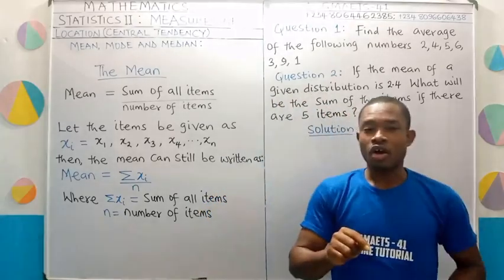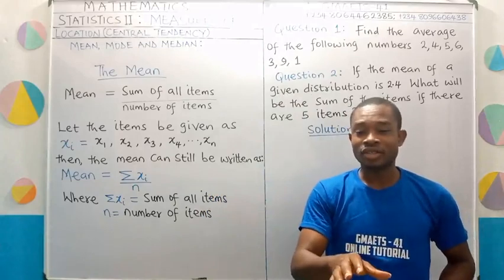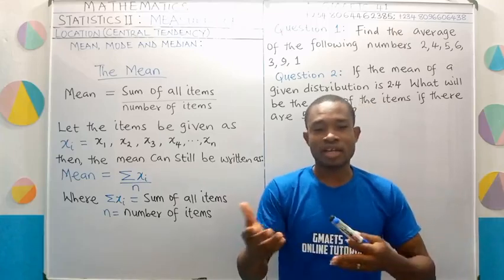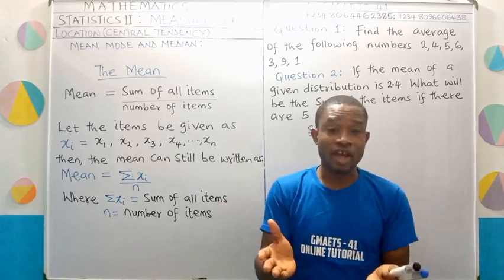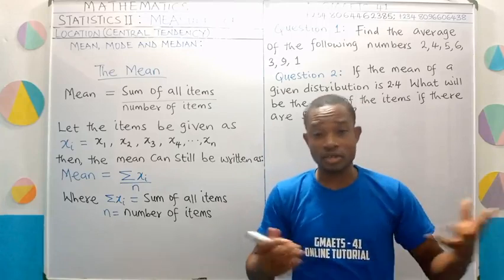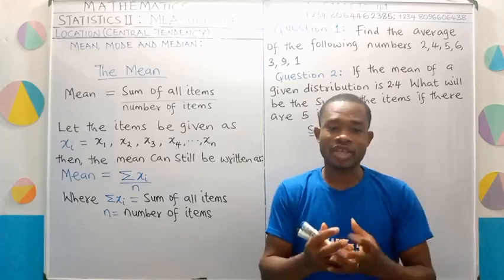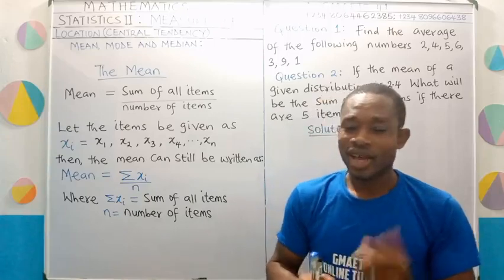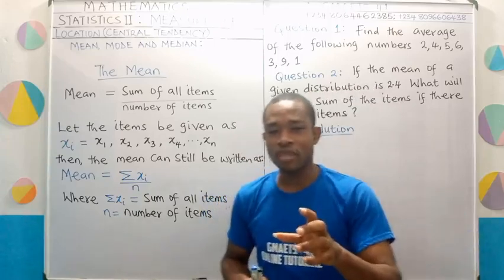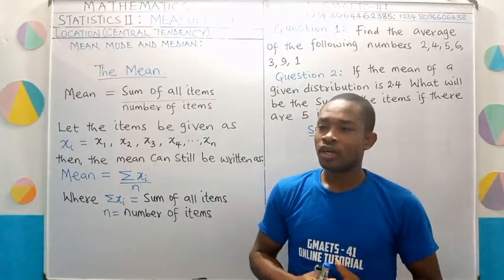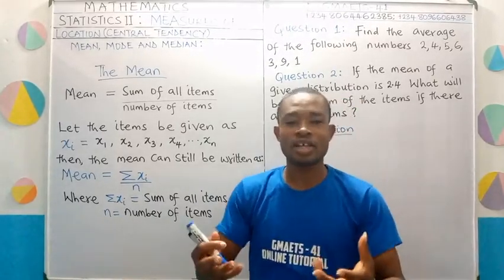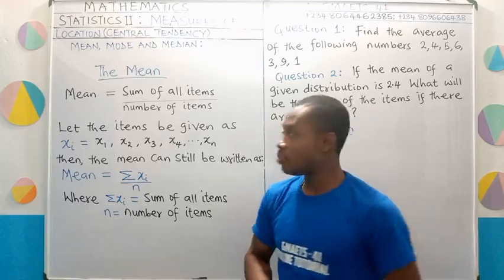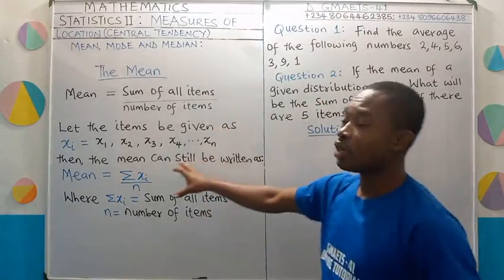Using the formula of the mean that you're going to learn, we can also calculate other things, like the total of the number of items given to you, that is the data or the distribution, their total. We can also calculate that from the formula of mean. And from the formula of mean, we can also find out how many items are given to us in a distribution. Now on the board here, we have the formula of mean.